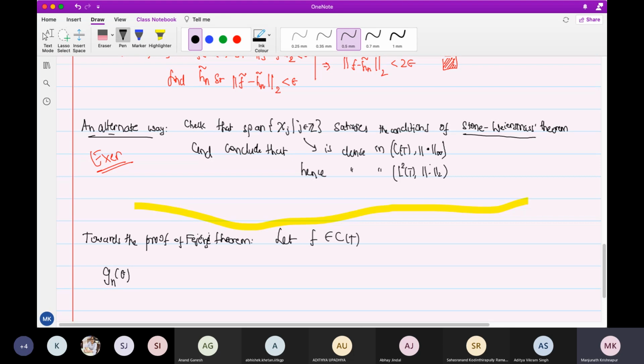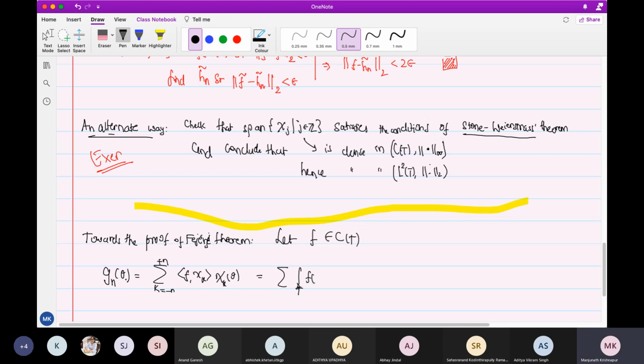Sometimes I write e to the i theta, sometimes I write theta. I hope that is not a big confusion. G_n of f is the inner product of f with chi_n, sum over k equals minus n to plus n, multiplied by chi_k of theta. So what is this? This inner product is the integral from 0 to 2 pi, over the circle T.